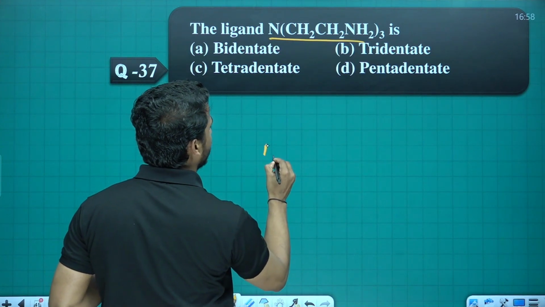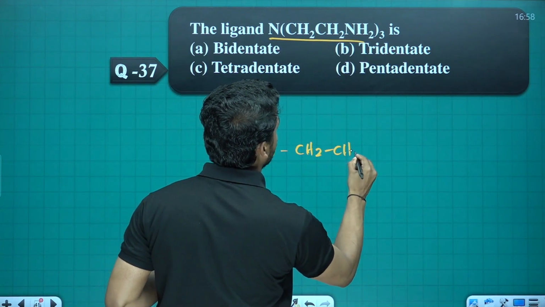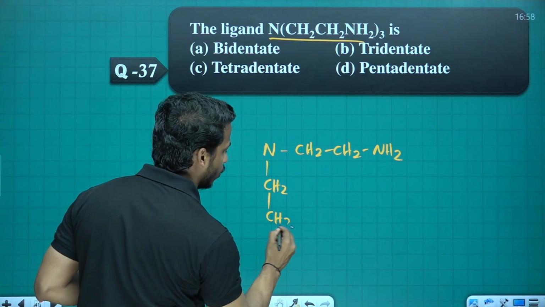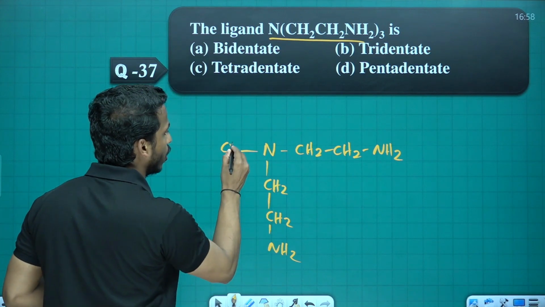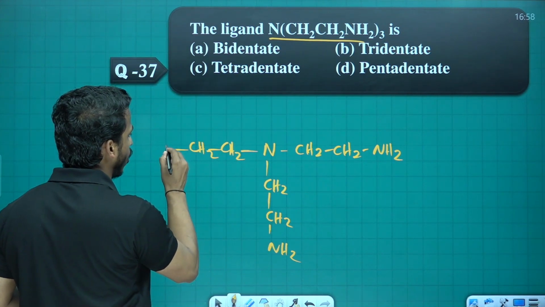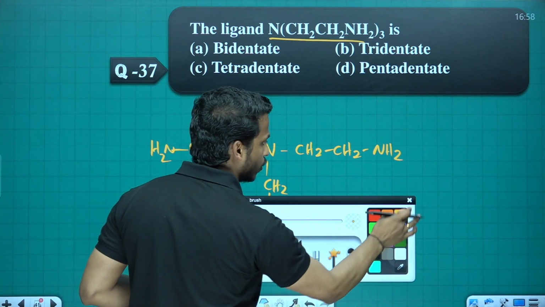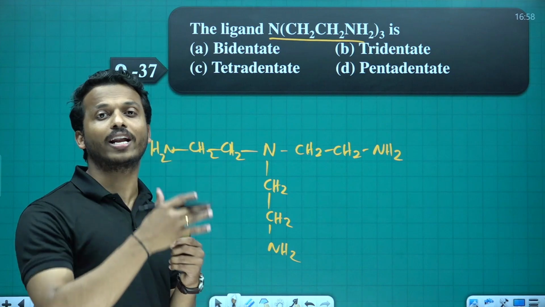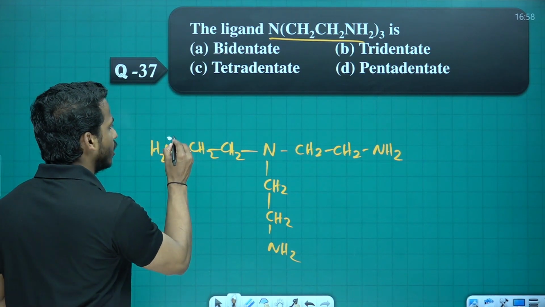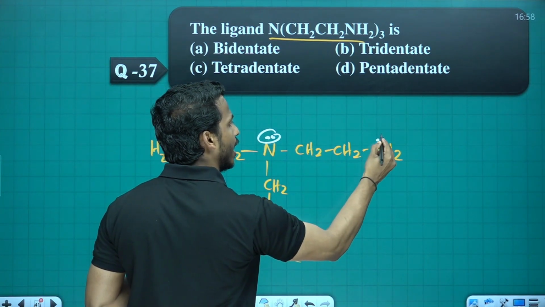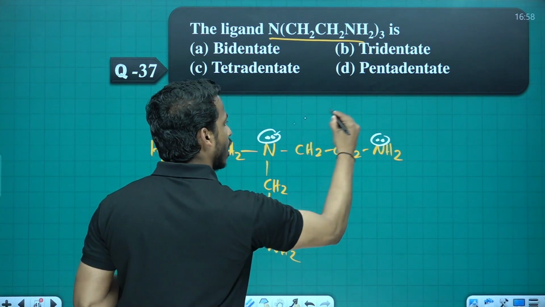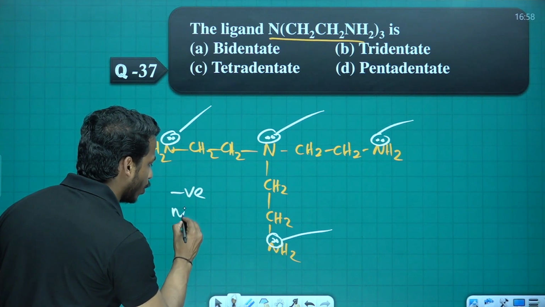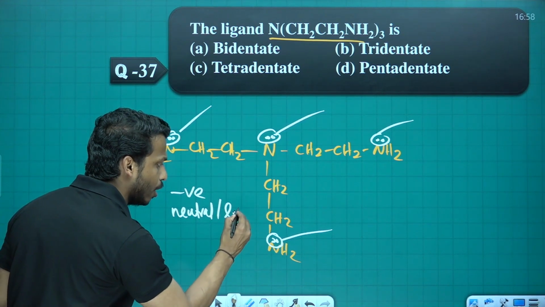Let me just expand, my dear. This N, CH2, CH2, NH2. Like how many are there? 3 are there, right? CH2, CH2, NH2. And we have one more CH2, CH2, NH2. All right. These are the 3 arms given here. This is a ligand given. What is the denticity? How many donor atoms are there? That's the question. See dear, all nitrogens carry a lone pair. All are donating sites. You check whether there is a negative charge or neutral charge. Neutral charge in the sense it contains a lone pair or not.